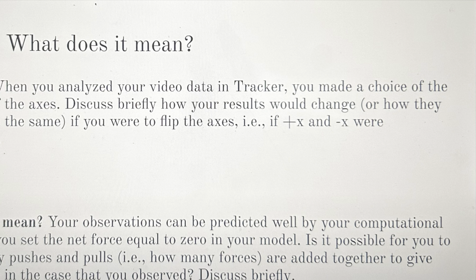As for how many pushes and pulls were added together to give us a net force of zero, in this case, only the normal force and the gravitational force acting on the object would be canceled out, since there is no force to the right or left of the object.